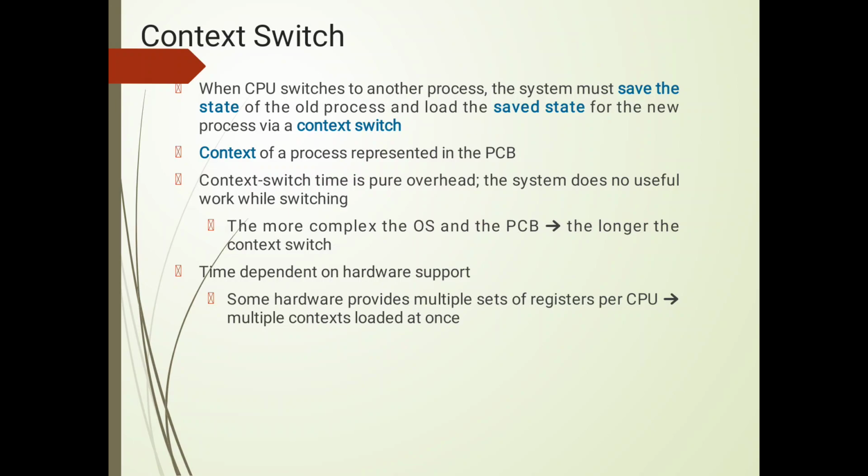The context of a process is represented in the PCB. The context switching time is pure overhead. The system does no useful work while switching. The more complex the OS and PCB, the longer the context switch. The time is dependent on hardware support. Some hardware provides multiple sets of registers per CPU, so multiple contexts can be loaded at once.